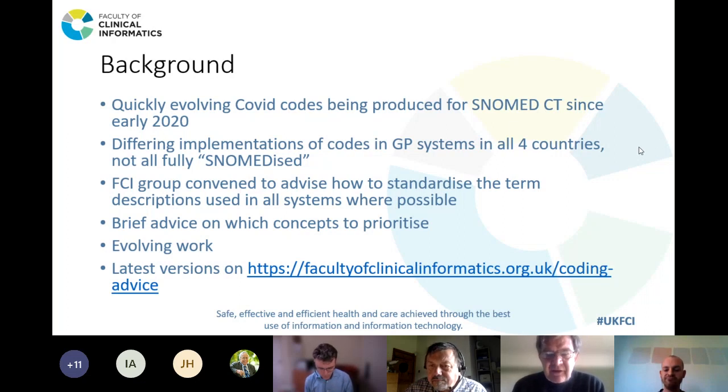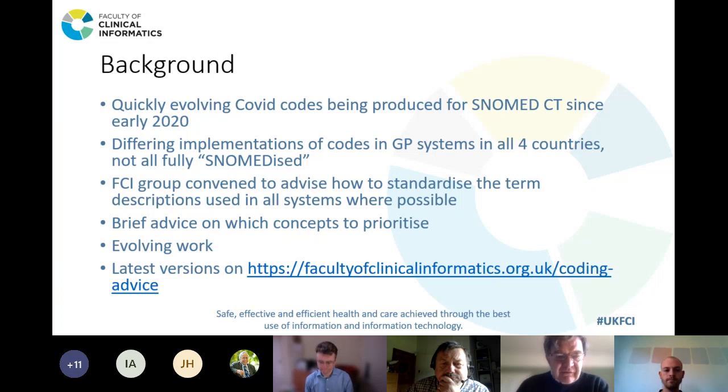But we've tried to simplify this by encouraging all of the system suppliers to use the same term descriptions, and that will be described in much greater detail by our group of experts. So we wanted to standardize the term descriptions used in all systems wherever possible. And of course, external analytics of the codes will be possible because the concepts which are used are either directly mappable to or directly transferable from all of the systems. At least we hope that will be the situation very soon.